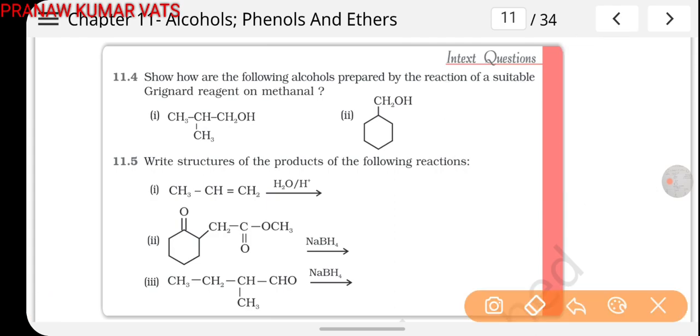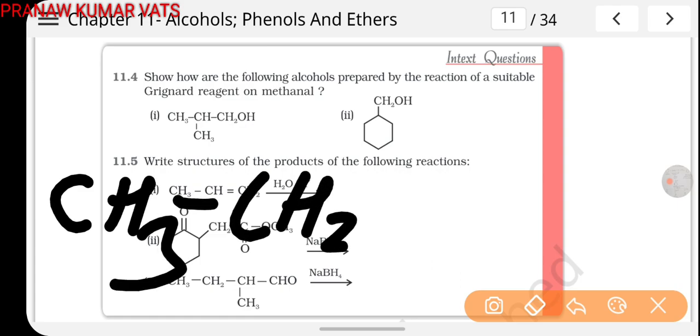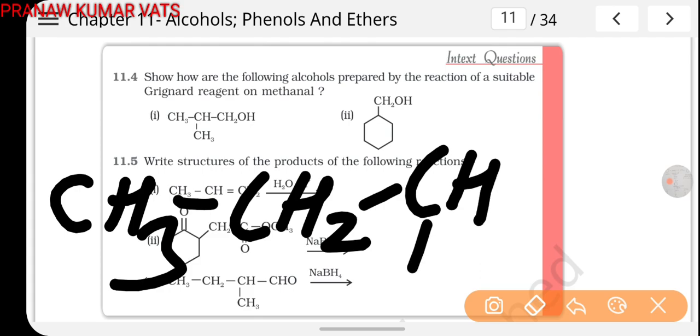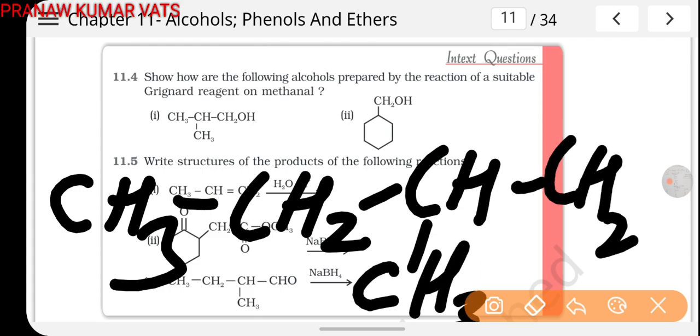In question number third, CHO will be reduced to CH2OH, so our product will be CH3CH2CH=CHCH2OH. This will be our product.